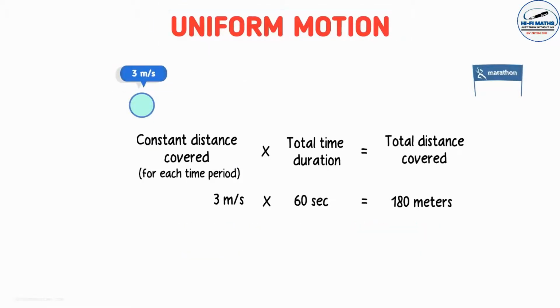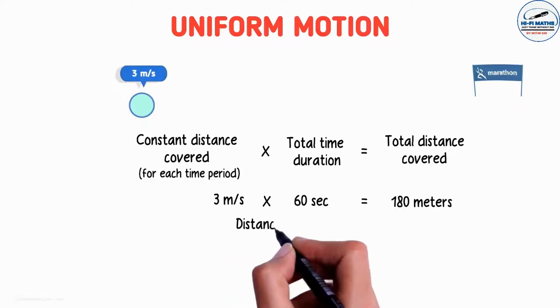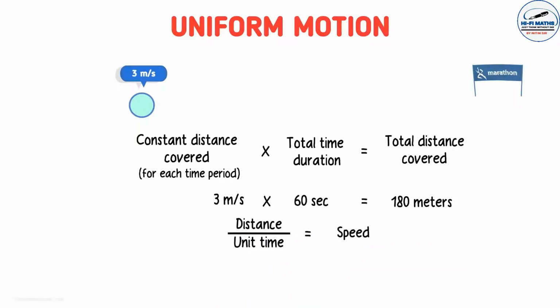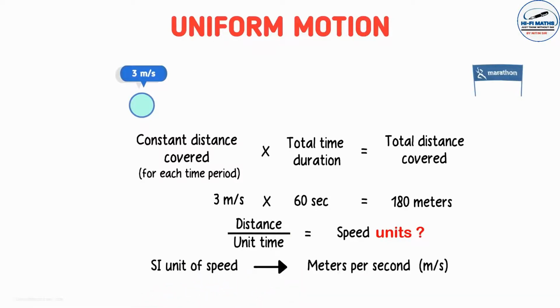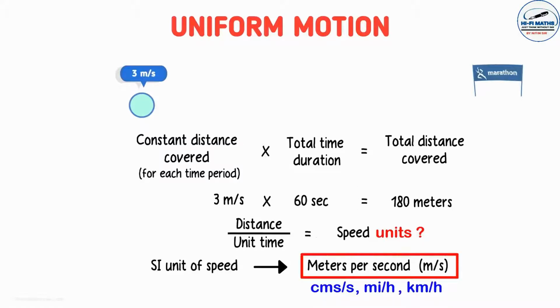Uniform motion. Distance traveled by an object in unit time is called speed. It's distance per unit time. So what will be the units? Can you guess? The SI unit of speed is meters per second. Quite often you will also see speed denoted in centimeters per second, miles per hour or kilometers per hour, but the standard unit remains meters per second.